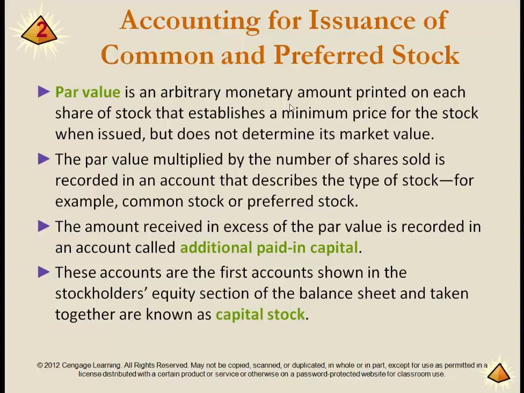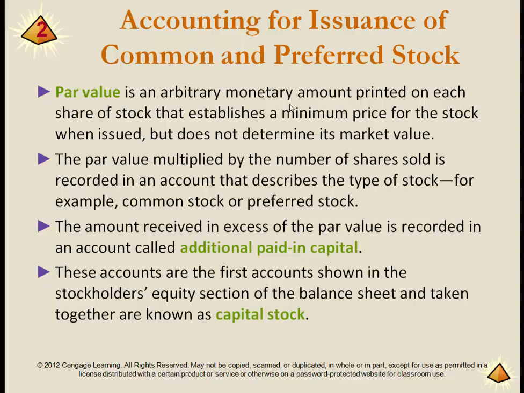So, for example, a typical value might be a par value of $1 for common stock. Let's say you sold 100,000 shares of common stock with a par value of $1, and you sold them for, say, $15 a share. You're going to take $15 times 100,000, which gets you $1.5 million. That's how much cash came in. So you would debit cash for 1.5 million. You would credit common stock for 100,000, which is 100,000 shares times the $1 par value.